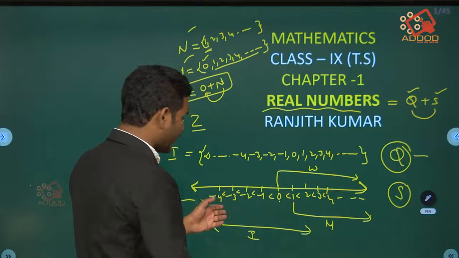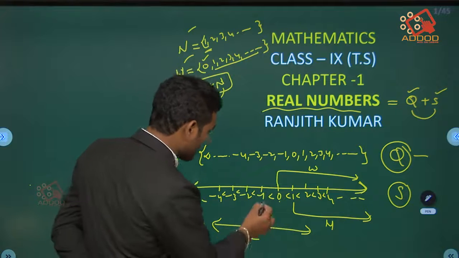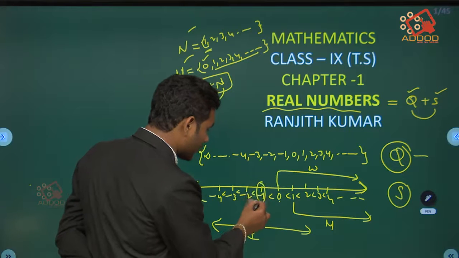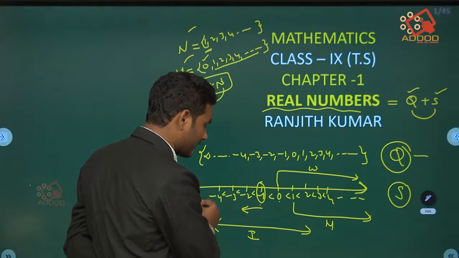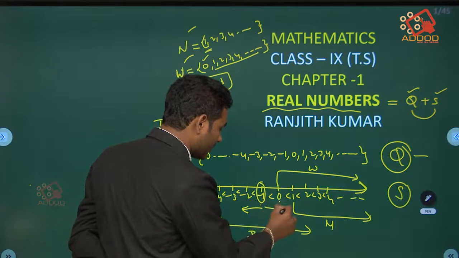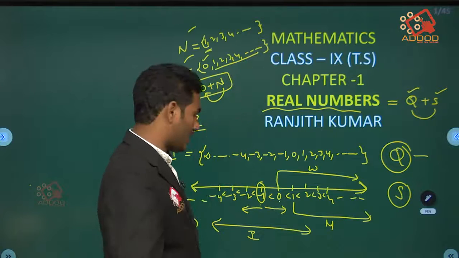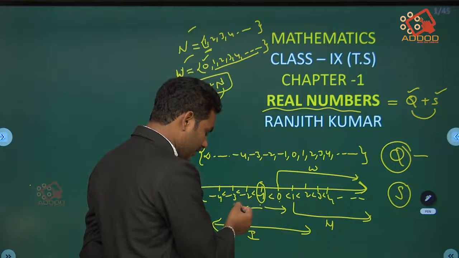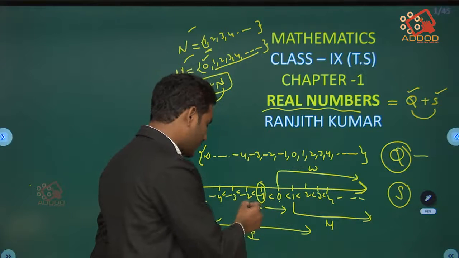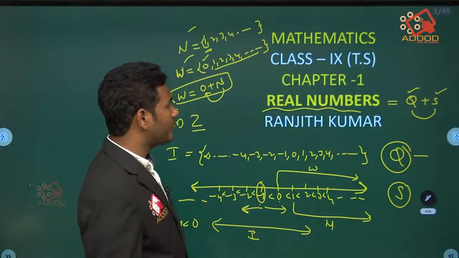Whenever you select a number on a number line, if you move from that number to the left side, the values are decreasing. If you move towards the right side, the values are greater. All the values to the right of this number are greater, and all the values to the left side are lesser. This basic concept we should know.